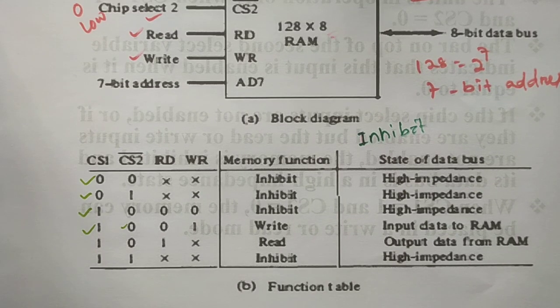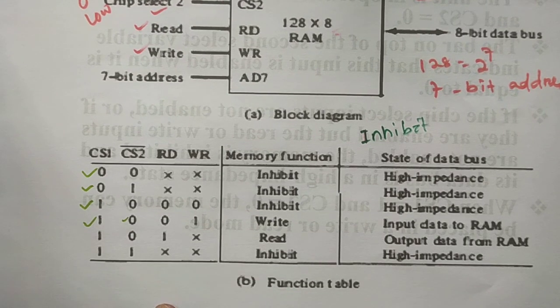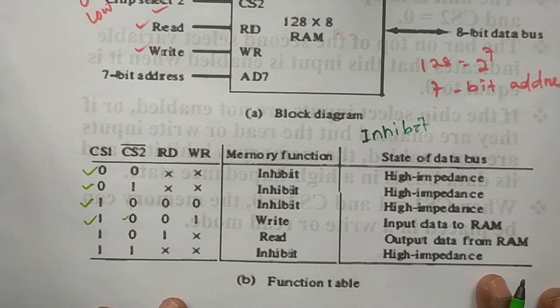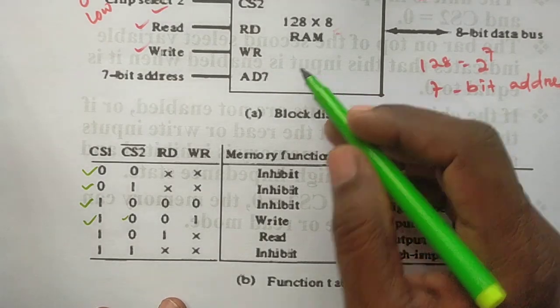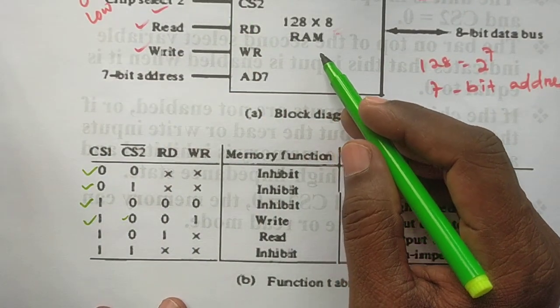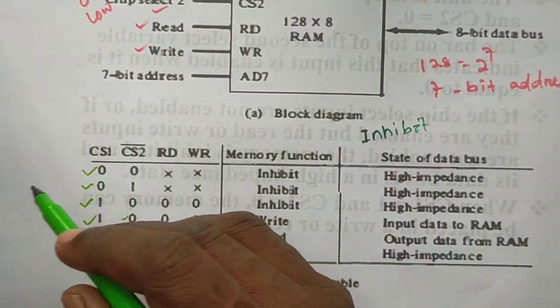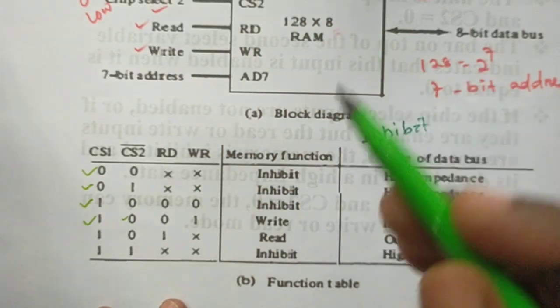Because whenever we write anything, normally what is the write operation used for? Writing means data transfer into memory, from any component to memory. This is the basic concept of write. Suppose memory is there, so data is transferred to memory, RAM. That means we provide input data into the memory.